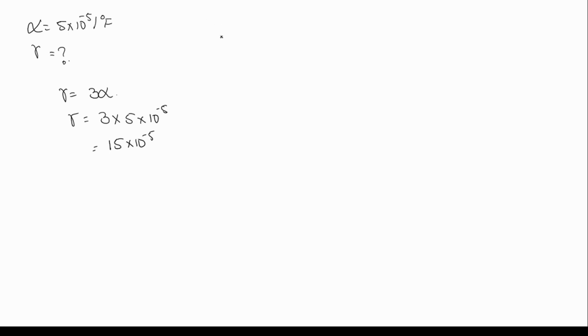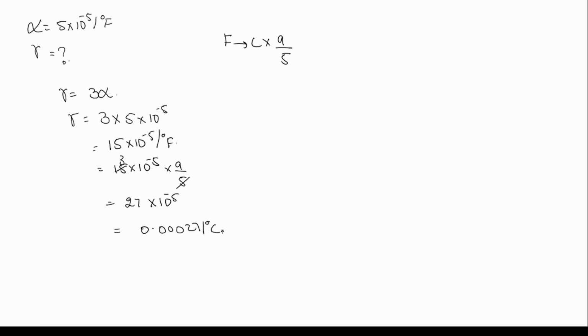When we have to convert from Fahrenheit to Celsius, we need to multiply it with 9 by 5. So this is in inverse of degree Fahrenheit. So we'll convert it into Celsius. So we should multiply it with 9 by 5. 5 ones, 5 threes. 9 threes are 27. So 27 into 10 to the power of minus 5, which is equal to 0.00027 inverse of degree Celsius. So the option is B.